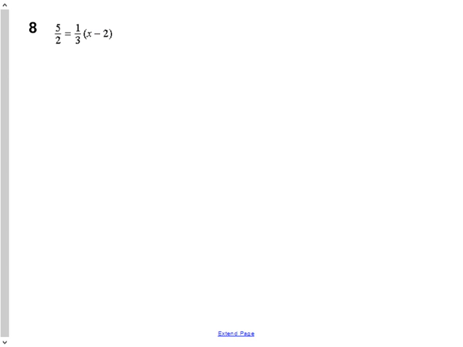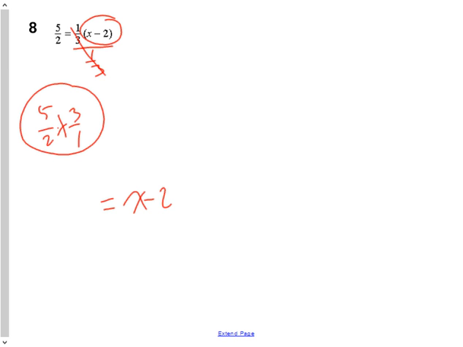Now, if this is multiplying by 1/3, I'm going to divide by 1/3 to get rid of it. 5/2 divided by 1/3 can be achieved by the same operation as multiplying by the reciprocal of 1/3. So over here, I'm left with x minus 2 is equal to 5/2 multiplied by 3/1, which is 15/2, which is 7.5. Add 2 to both sides, and x will equal 9.5.